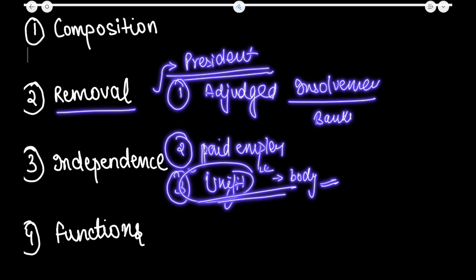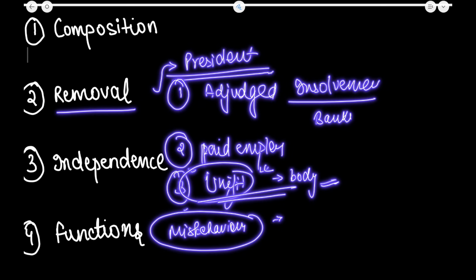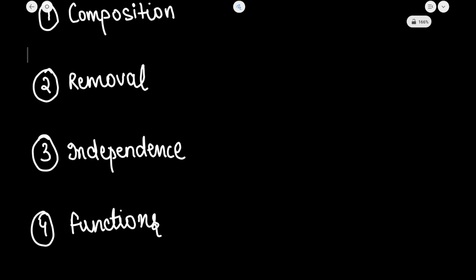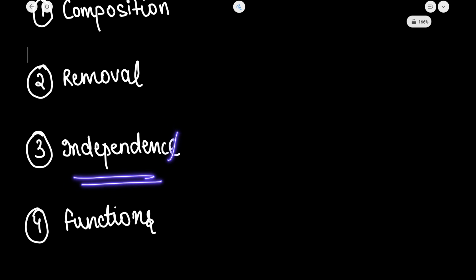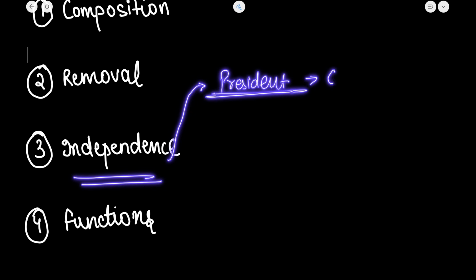However, the president can also remove the chairman or any other member of the UPSC for misbehavior. In the case of misbehavior, if the president has to remove the chairman or the member of the UPSC, the president has to refer the matter to the Supreme Court for an inquiry, and if the Supreme Court declares this, then the person shall stand removed. Now the next point is about the independence. The chairman and the members of the UPSC can be removed from office only by the president, and on the grounds that are mentioned in the Constitution.